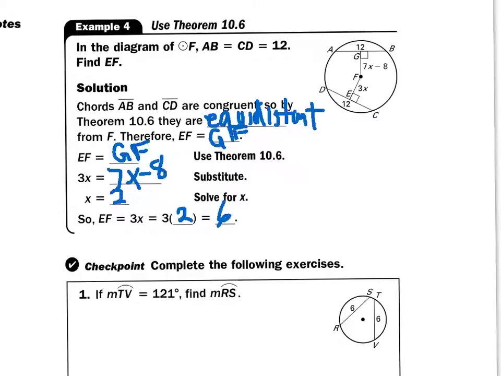Again, make sure that you don't get just x, that you go back up here and read what you really need to do and find the measure of EF. So you need to substitute back in here to get the real measure. Okay, checkpoint. Go ahead and do these three.